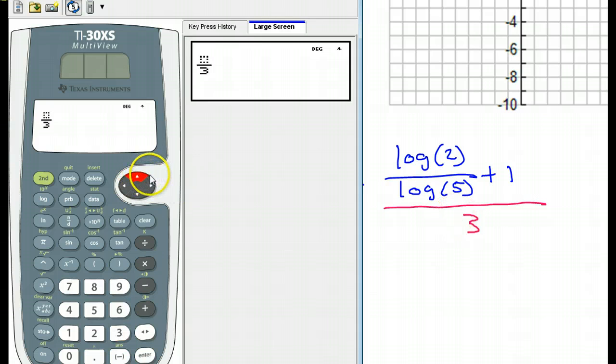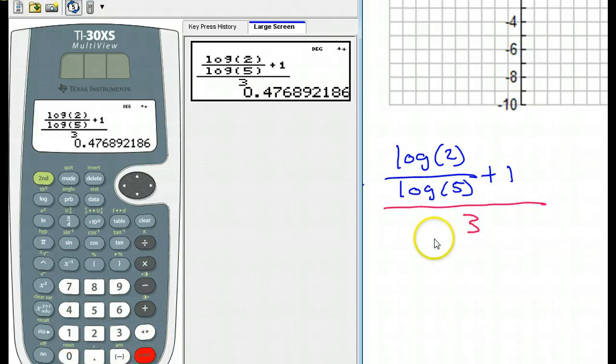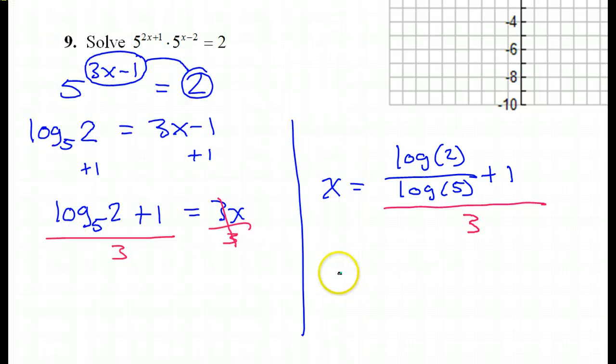Now in the numerator, I have a fraction. So up here in the numerator, I will now hit my fraction button again. And this will become your log 2 over log 5. So there's my log 2 over log 5. Okay, and then I've got the plus 1. Kabam! So that is the answer, 0.48 round up.